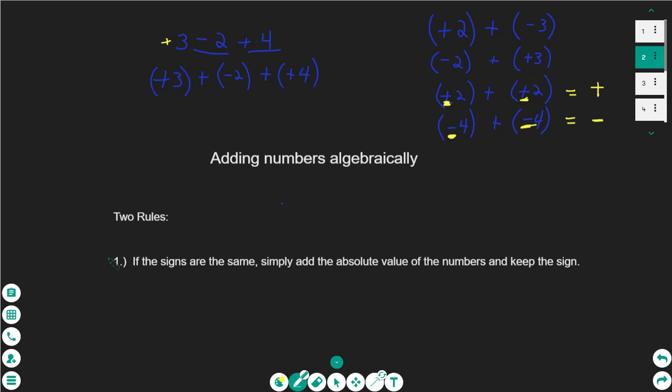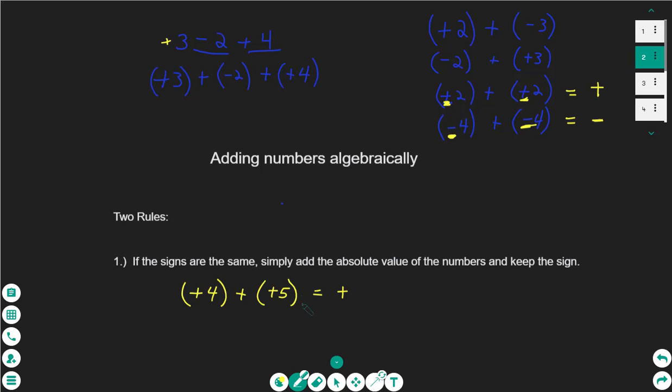So let's try a couple examples. If I have a positive 4 and I want to add that to a positive 5, what's going to happen? The signs are the same, so we'll keep that sign in our answer. It's going to be a positive.